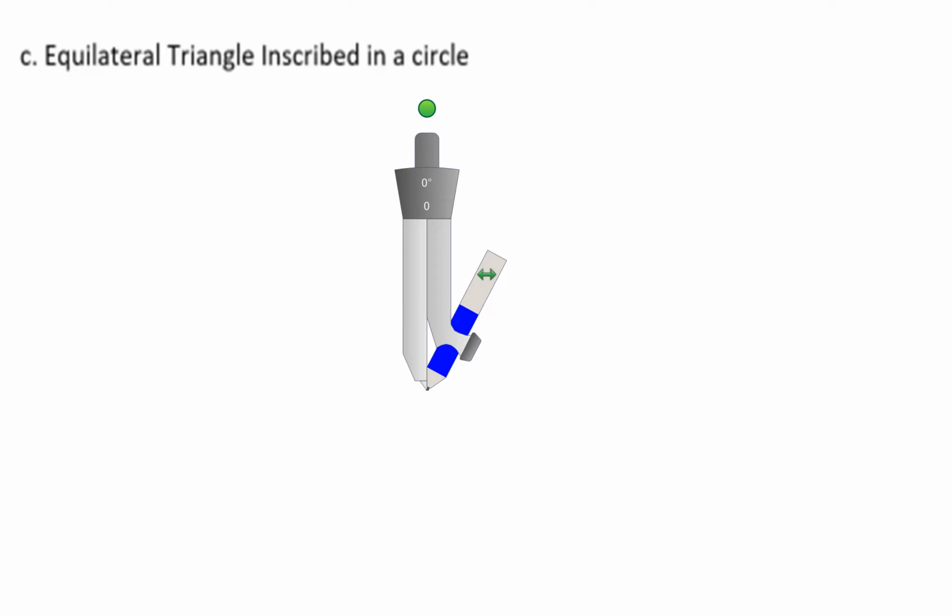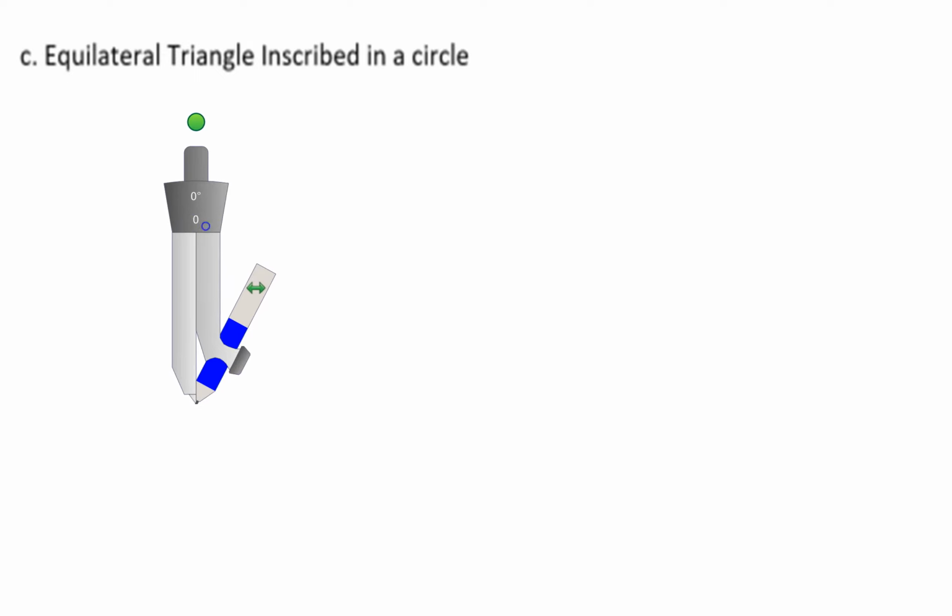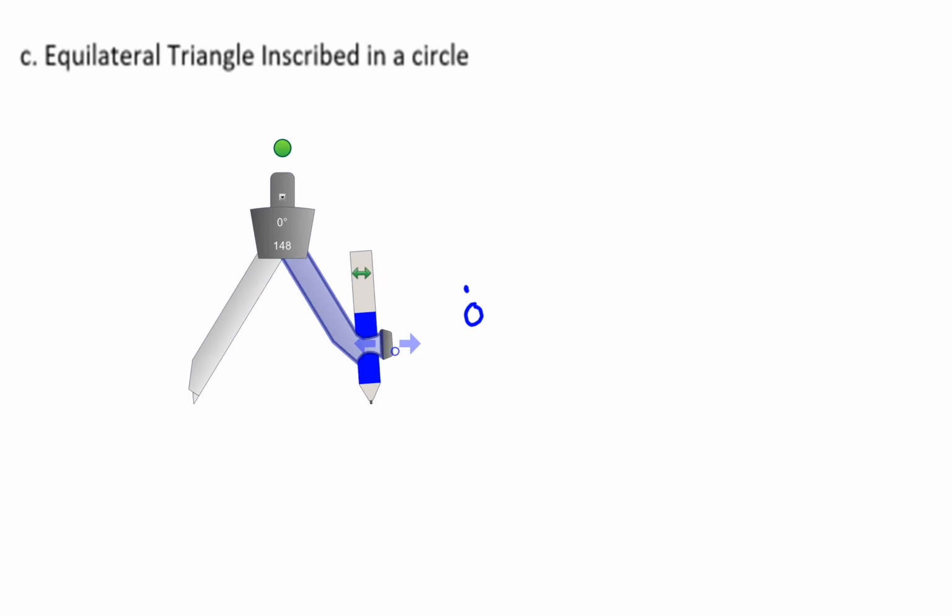Alright, so our next construction here is an equilateral triangle inscribed in a circle. To do this construction, first off, you need to start with a point. This is going to be the center of our circle. Let's give that point a name. We'll call it point O. So this is going to be circle O.